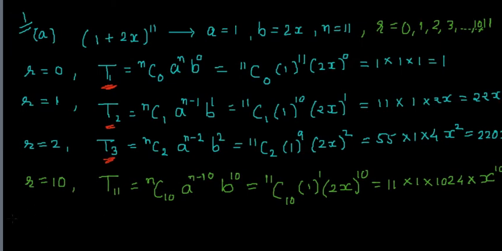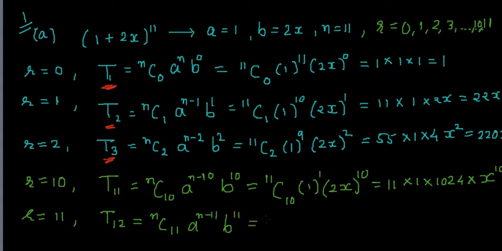Now I'm going for the last term, so obviously r is equal to what? 11. So r is equal to 11, so it's going to be t 11 plus 1, which is 12. 12 is the last term, the 12th term: nC11, a raised to n minus 11, b raised to 11.